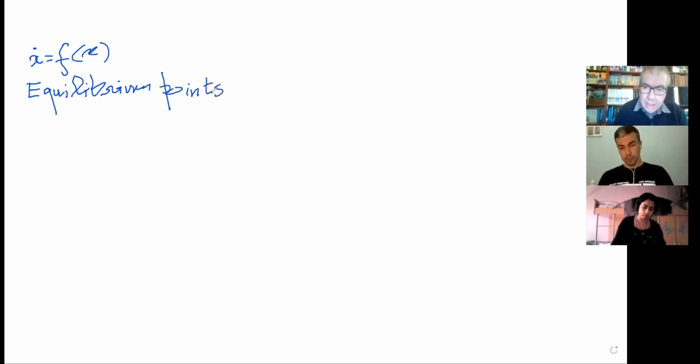Okay, so an equilibrium point is a value of the state that if you start there, you stay there. It's constant in time. So how can I find equilibrium points? Points where the derivative is 0. So x dot is equal to 0, because if the derivative is 0, x is constant.